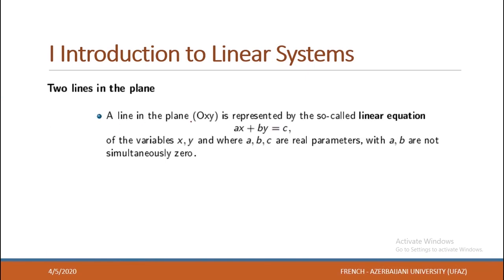A line in the plane OXY is represented by this equation. Here x and y are variables, a, b, c are real parameters, and a and b are not zero at the same time. This equation is called a linear equation.